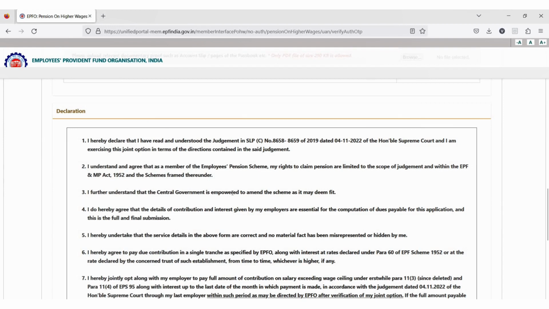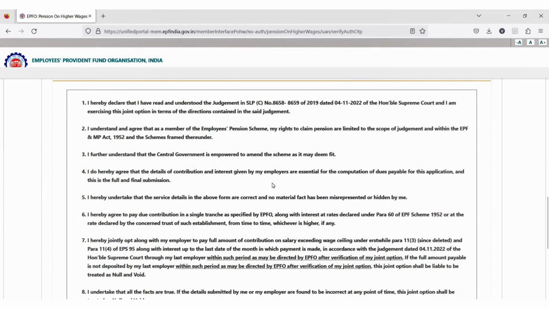Third, I further understand that the central government is empowered to amend the scheme as it may deem fit. Fourth, I do hereby agree that the details of contribution and interest given by my employers are essential for the computation of dues payable for this application and this is the full and final submission. Fifth, I hereby undertake that the service details in the above form are correct and no material fact has been misrepresented or hidden by me.